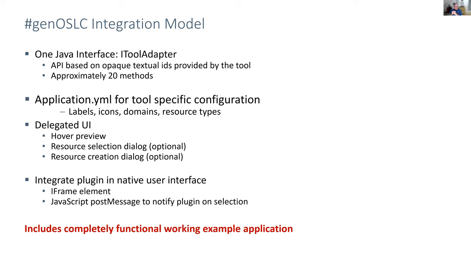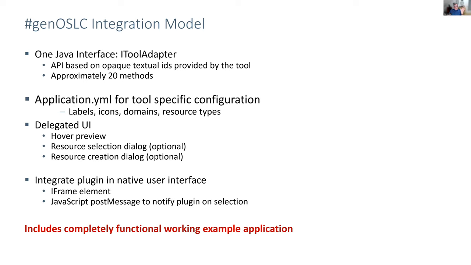There's some application YAML for some other specific configuration like icons, labels, domains, and resource types. And then the delegate: you have to implement a delegated UI because it's kind of hard for me to display what a tool would look like and how you want to display your resources. And then you integrate the plugin in your native user interface. Normally that's going to be a web UI, you drop the iframe in the web UI and you just talk to it with post message. And we also have plenty of integrations where that's just a browser inside of another application, say via Eclipse.